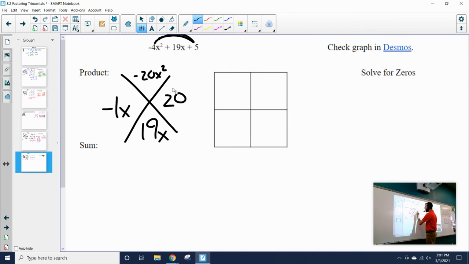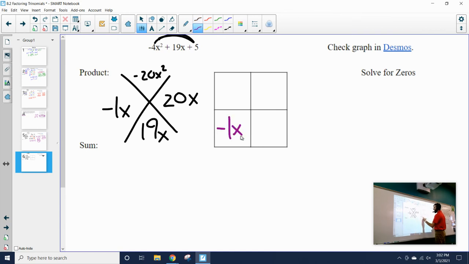And then if I add these two together, I can get 19. So we can always try 1 and a number. Typically, students tend to forget that option. 1 times whatever your number is. So 1 times negative 20, or negative 1 times 20 gives me negative 20x squared, and then negative 1 plus 20 gives me 19.